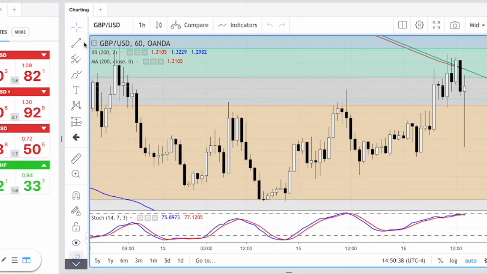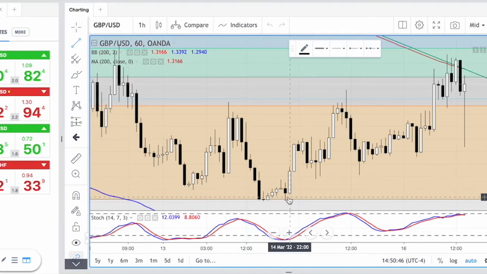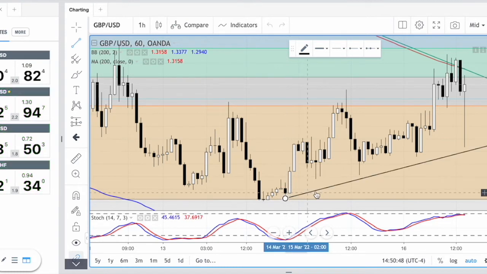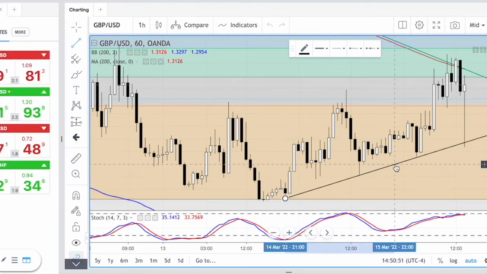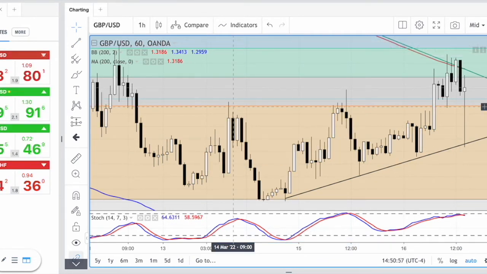I'll tell you why on the pound, for example. If I put a trend line in, where are you, trend line? There we go. If you put a trend line in from the bottom here, like that, that's precisely where the pound spiked down to, that upward trend line.